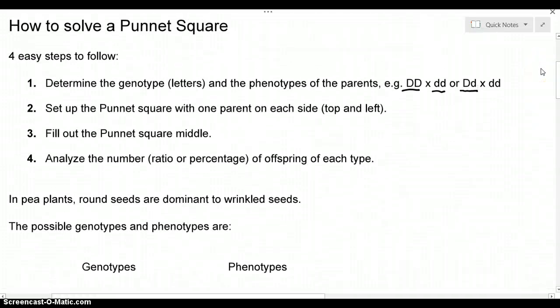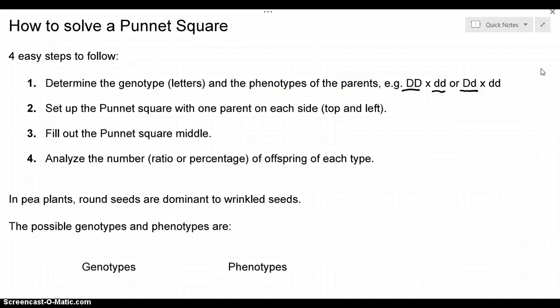Number 3, once we've done number 2, we are going to complete the Punnett square by filling it out. And then once we've done that, we will look at the different genotypes that are in the Punnett square, and we will determine the possible ratio or percentage of the offspring. Good, let's look at this little example here.